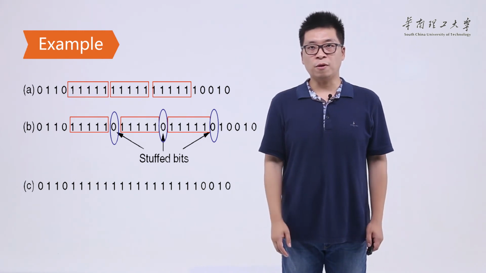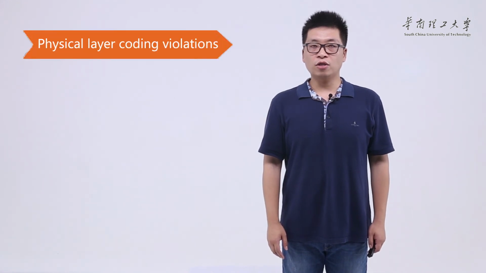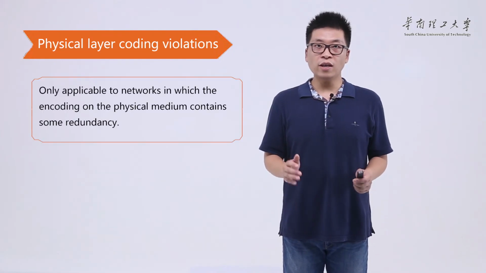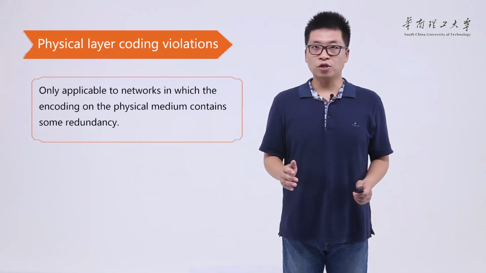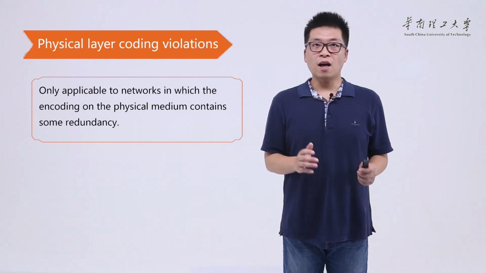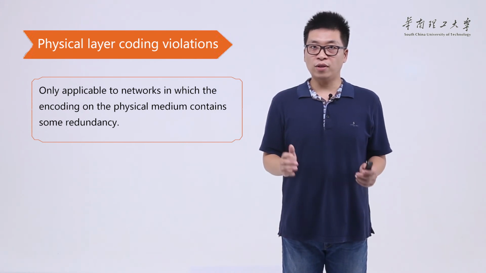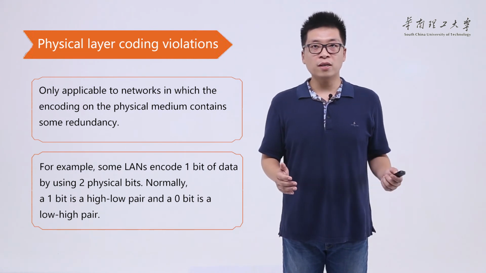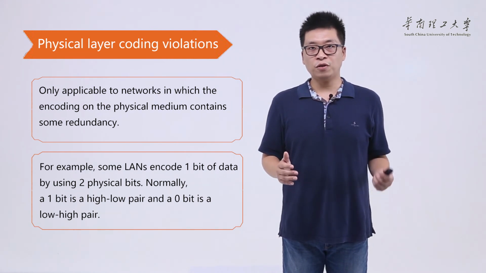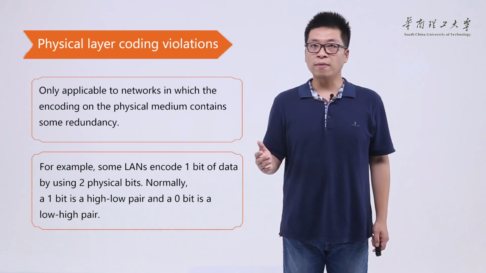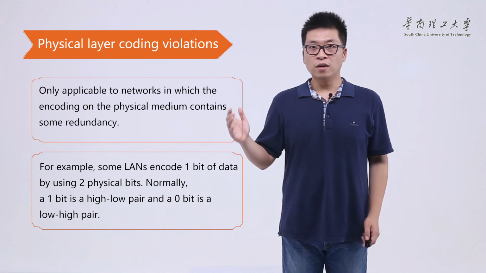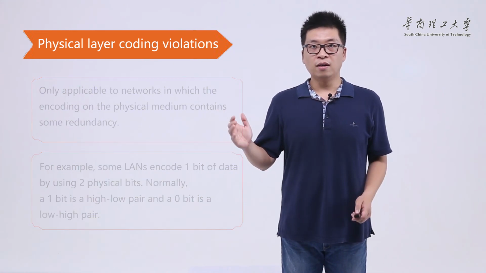The last method we are going to explain is called physical layer coding violations. It is only applicable to networks in which the encoding on the physical medium contains some redundancy. For example, some LANs encode 1 bit of data by using 2 physical bits. Normally, a 1 is a high-low pair, and a 0 is a low-high pair.